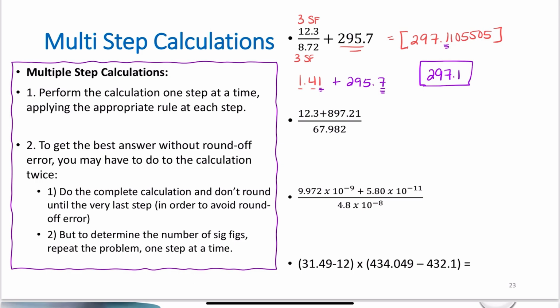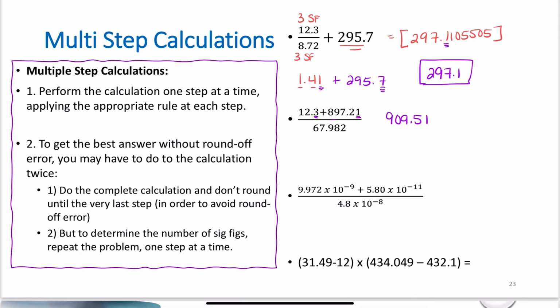If I have 12.3 plus 897.21 divided by 67.982, by order of operations, the plus up here above a division bar is implying there's parentheses here. I don't have to put parentheses there. It's implied by the way it's written. 12.3 plus 897.21 gives me a calculated value of 909.51. But 12.3 is precise to my tenths place, while 897.21 is precise to my hundredths place, which means my sig figs are actually stopping here at the 5. I'm going to highlight it and underline it. I'm not going to round yet.